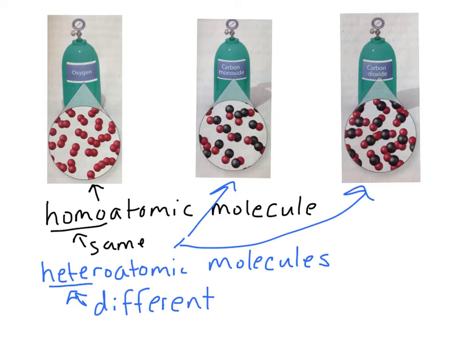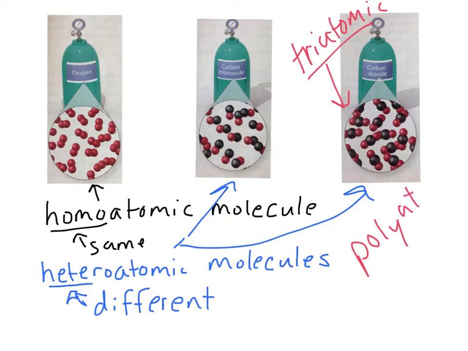The first one is triatomic. Now diatomic was 2, triatomic is 3. And then the last one would be polyatomic. So if I have more than 3 that are attached to each other, I'm going to have polyatomic. Okay?